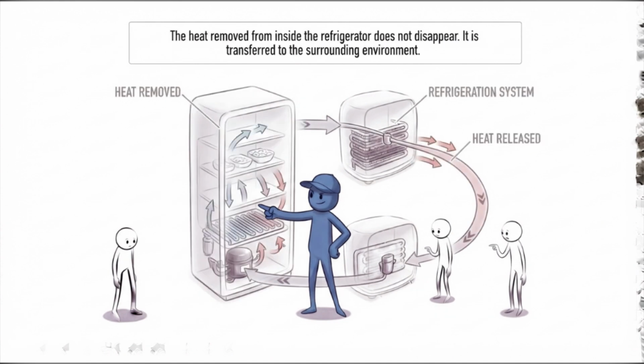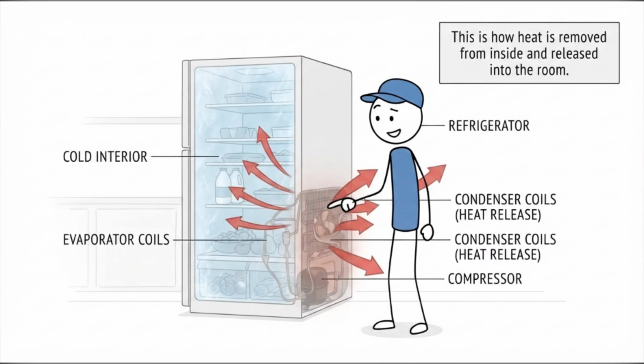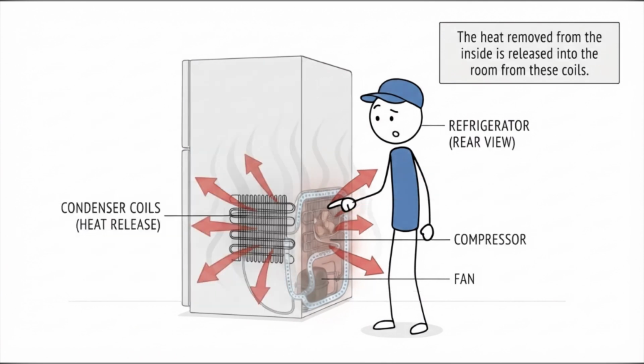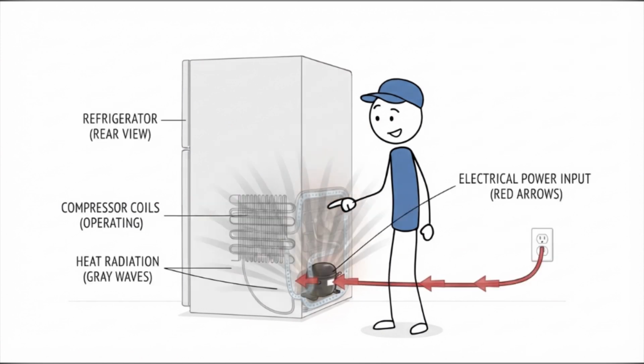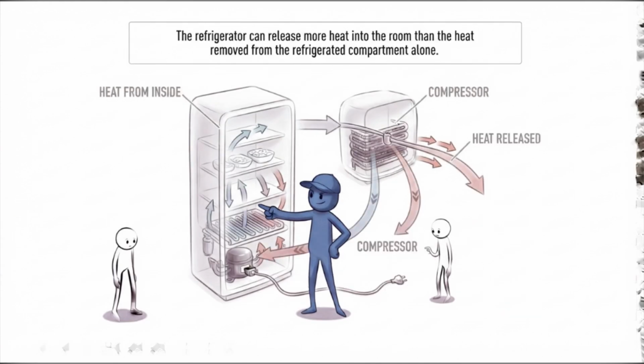Another useful thing to understand is why the outside of a refrigerator can feel warm. If the refrigerator is removing heat from inside, that heat has to go somewhere. The heat removed from the refrigerator compartment is carried by the refrigerant toward the condenser. The condenser releases that heat into the surrounding room. The compressor also adds heat to the refrigeration system because electrical energy is converted partly into heat during operation. As a result, the refrigerator can release more heat into the room than the amount of heat that was removed from the food compartment alone. This is why the area around the condenser and compressor can become warm.